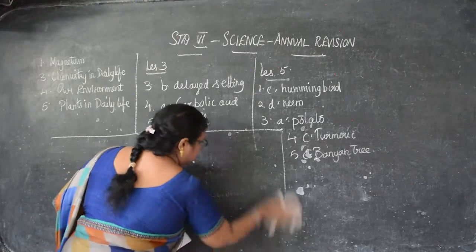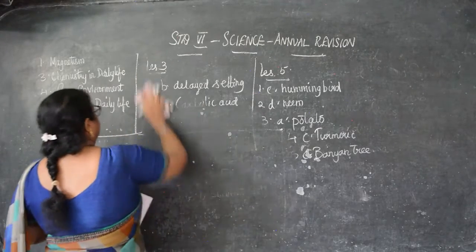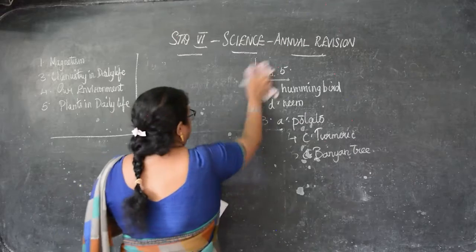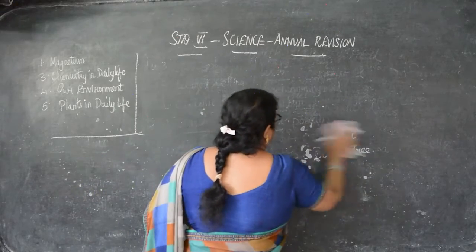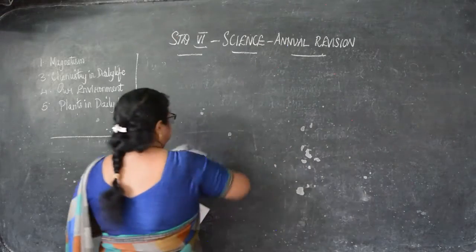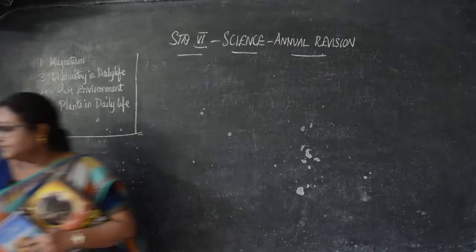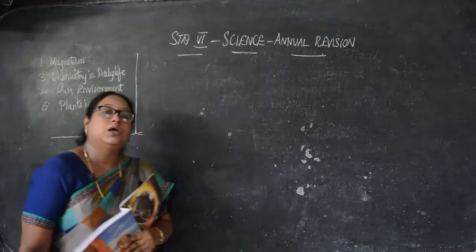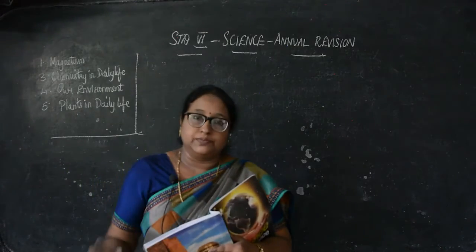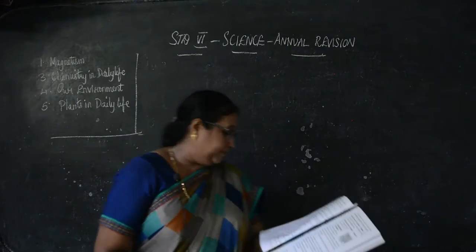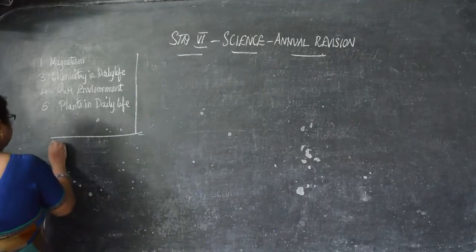So take down neatly in your classwork, children. You can take a new page, write down annual revision, and you can write all this in your classwork. Okay, and then it will be easy for you to learn for your annual exam. From this only you will get for your exam. Okay, next is fill up.